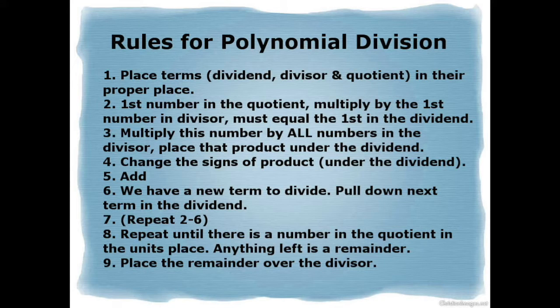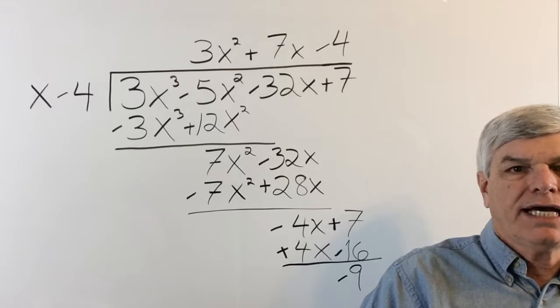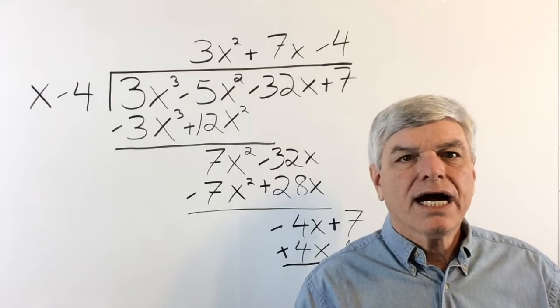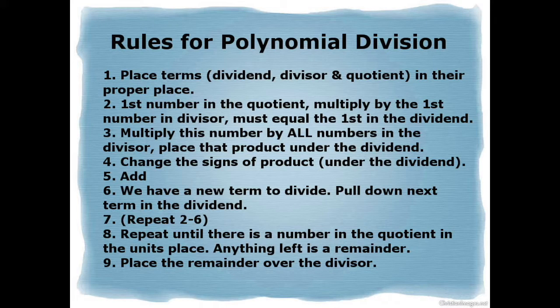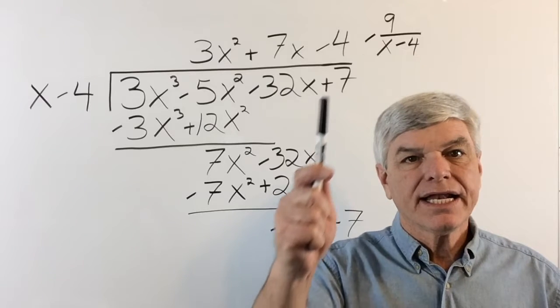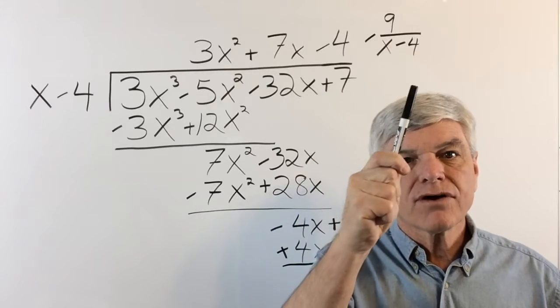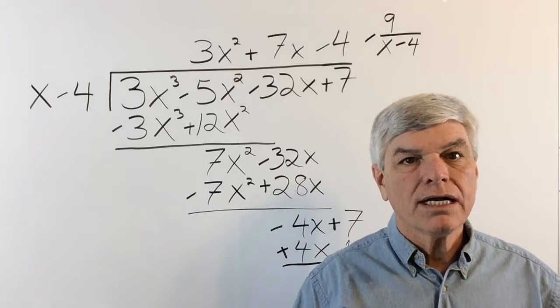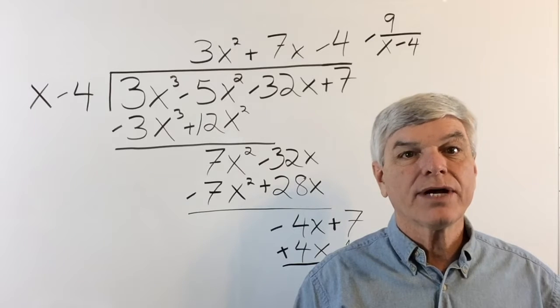Step 8. Repeat until there is a quotient in the units place. Anything left is a remainder. Okay, well, the negative 9 is left, so I guess that's going to be a remainder. So let's bring it up. Step 9. Place the remainder over the divisor. So our remainder that we have left, negative 9, we placed over our divisor, x minus 4. Remember, our divisor is x minus 4. And it's the same thing that we did in the 5th grade.